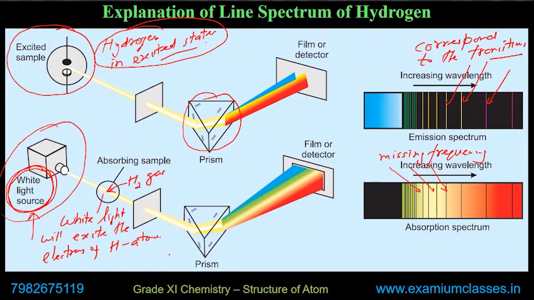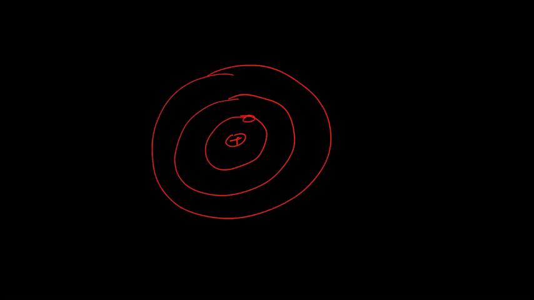Only specific frequencies will be absorbed. Why will they be absorbed? Because the hydrogen electrons are excited. As I told you, if you provide energy to an electron so that it can move outward, it will absorb energy. This electron will absorb energy from the white light, and then it will go to a higher energy state.